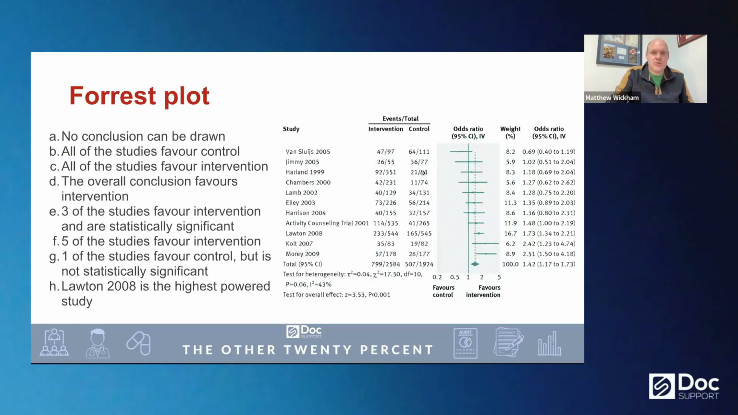So let's go through this. No conclusion can be drawn? That sounds false, because we've just done one. All of the studies favor control? Nope. All of the studies favor intervention? No. Overall, the conclusion favors intervention? We've talked about that, that's the diamond, so yes. Three of the studies favor intervention and are statistically significant? Yes. Five of the studies favor intervention?